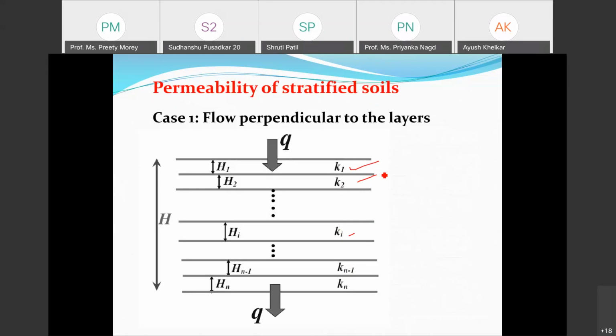It depends upon the direction of the water flow, whether the water flows perpendicular to the layers, as shown here. The water flows from the ground to the bottom, for example when rainfall occurs. The average permeability of these n layers will be calculated by the concept of flow perpendicular to the layers. The other concept is that the water may flow parallel to the layers, in this direction. So depending upon these two directions, we get the average K.